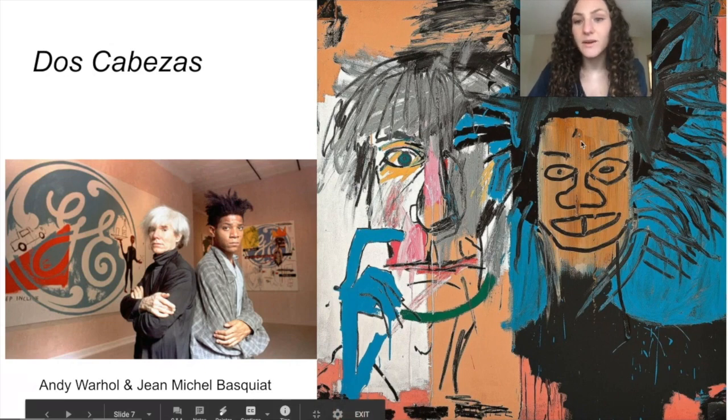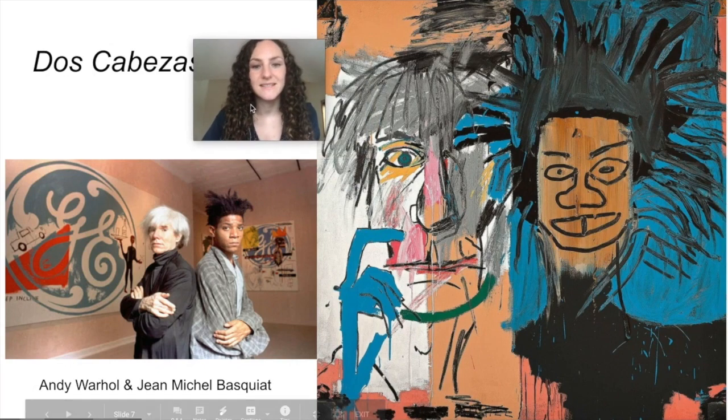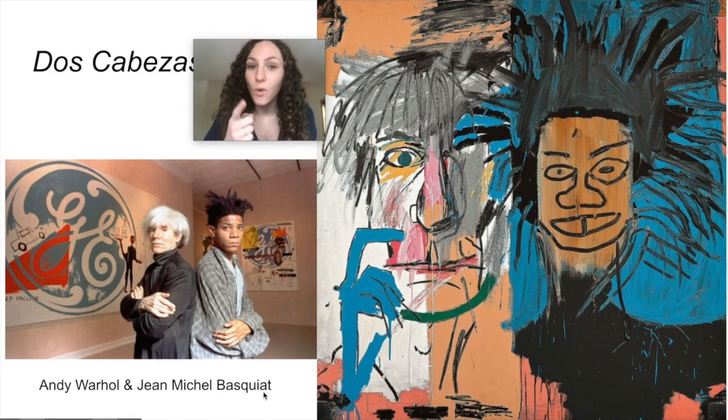Now, this artwork here is called Dos Cabezas, which is two heads in Spanish. And it shows Basquiat with his friend Andy Warhol. Something really important about the context behind Basquiat's work is that he had a close friendship with this artist, Andy Warhol, and they collaborated on a lot of paintings. So in the background of this photo, you can see these two artworks where Andy Warhol painted first, then traded it to Basquiat, and he added his own parts to the artworks.